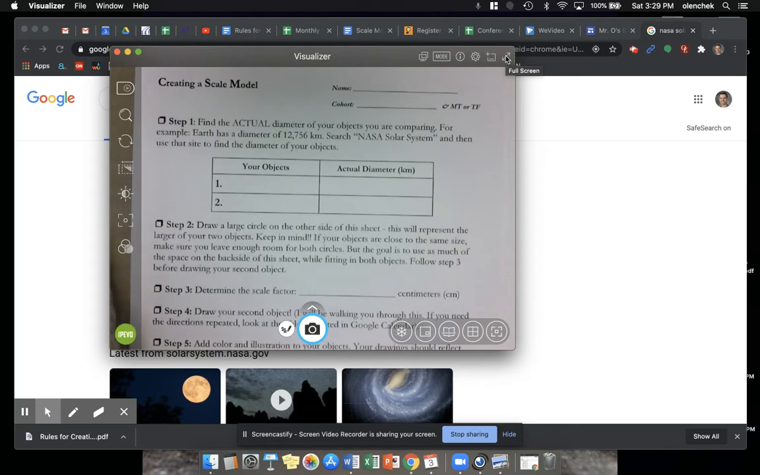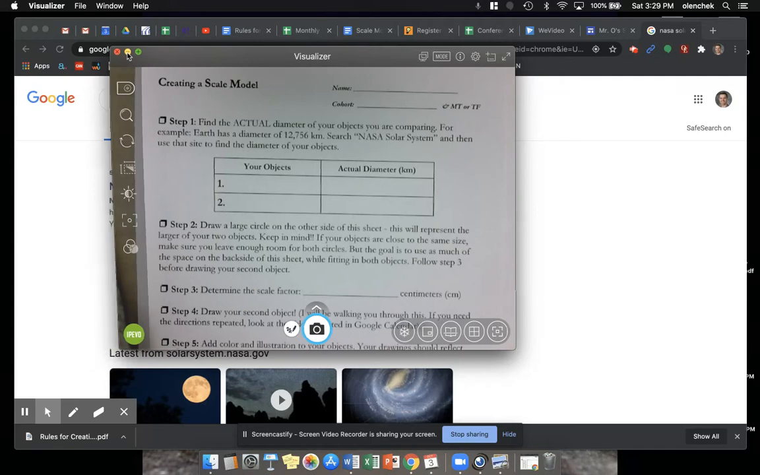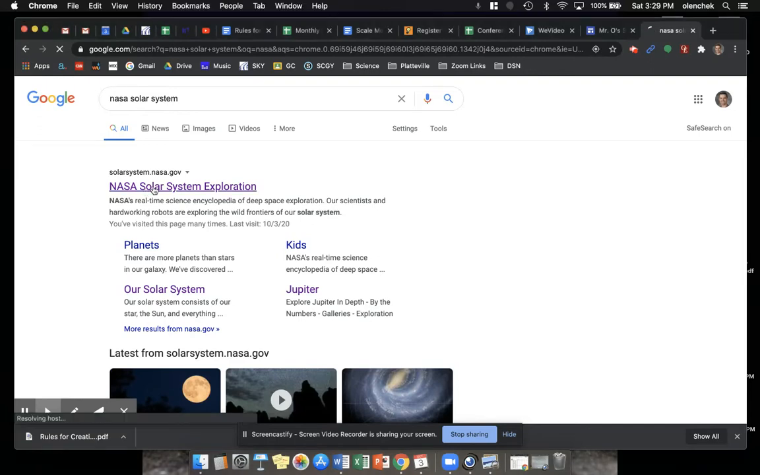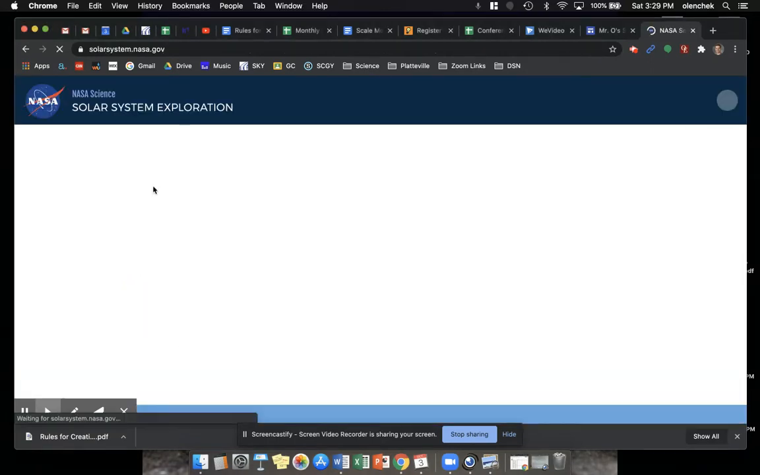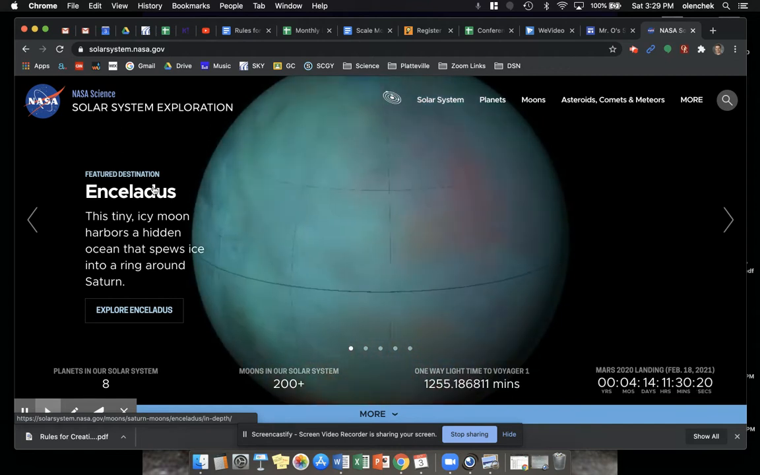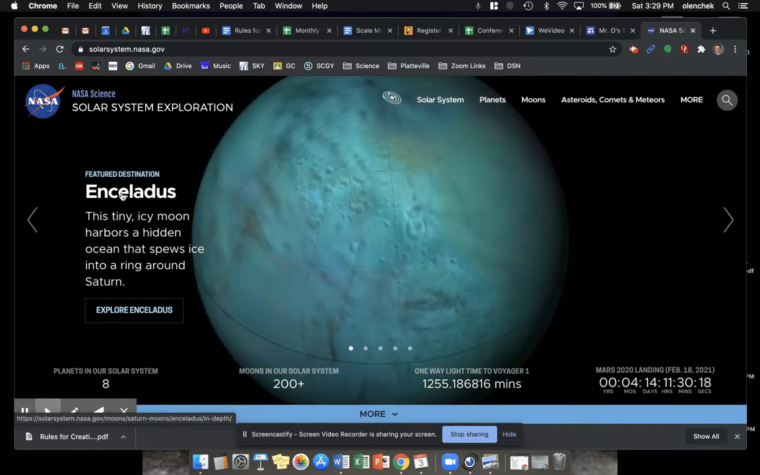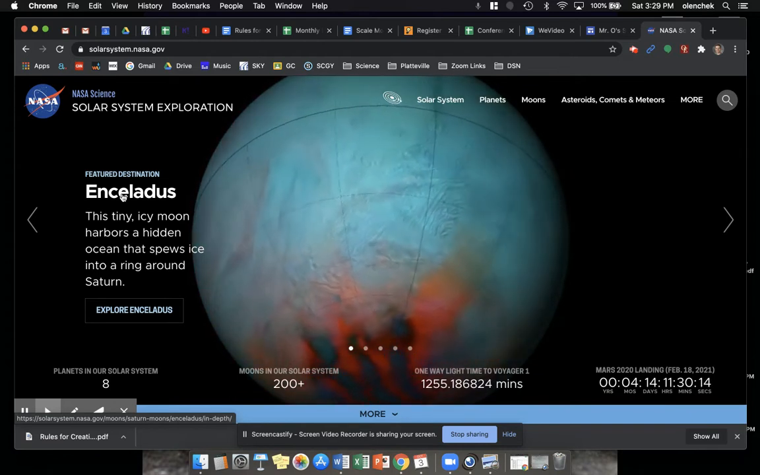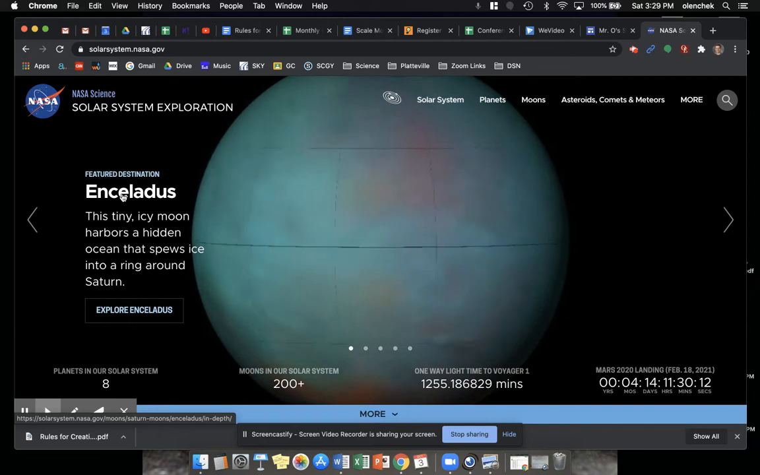To find the diameters of the actual planets, and we've got to do that in kilometers, I recommend using that NASA solar system site again. So just search NASA solar system. Click in here, and then you'll locate your objects. So for fun, I'm just going to use moons. I'm going to use Enceladus, moon of Saturn. Then I'm going to do another moon, let's say Jupiter. I'm going to do Europa.